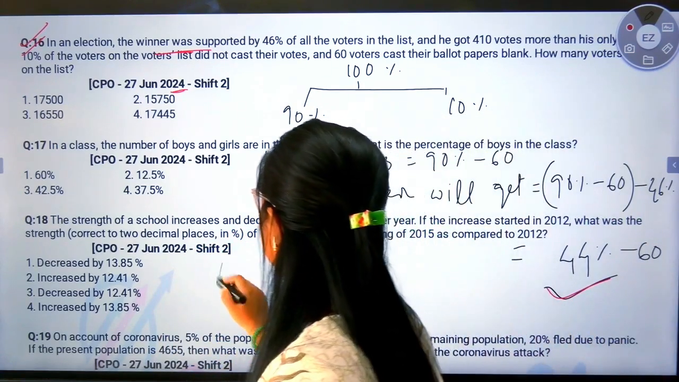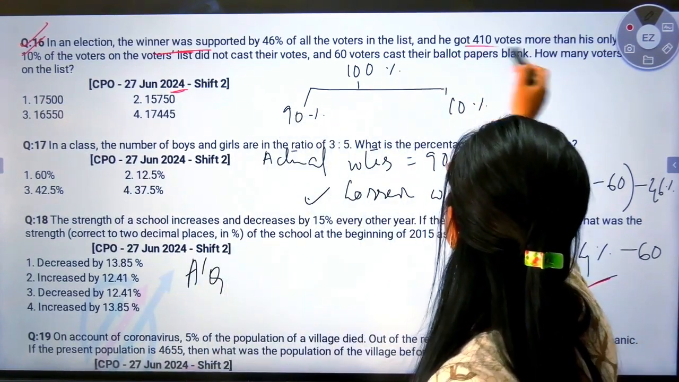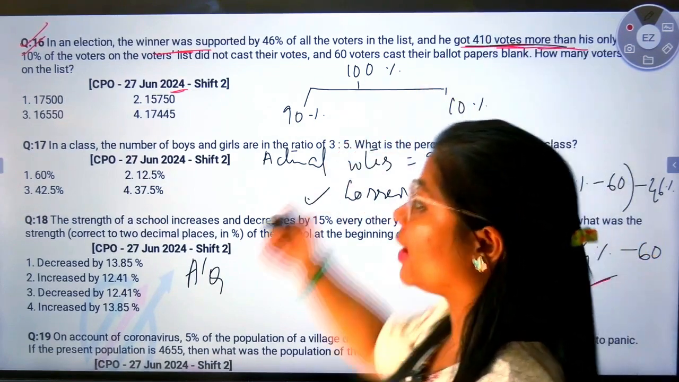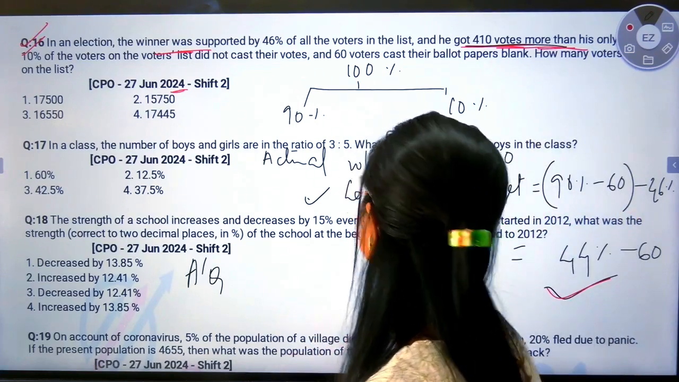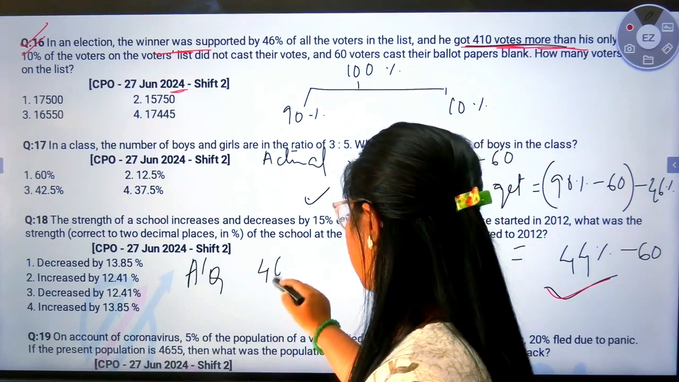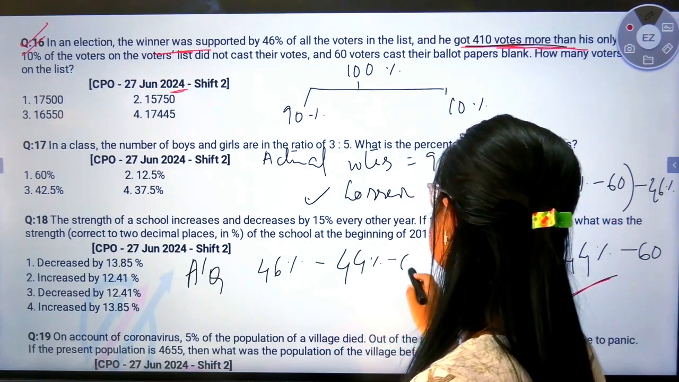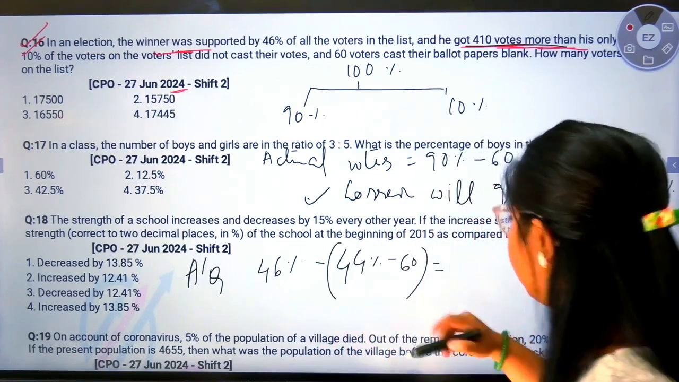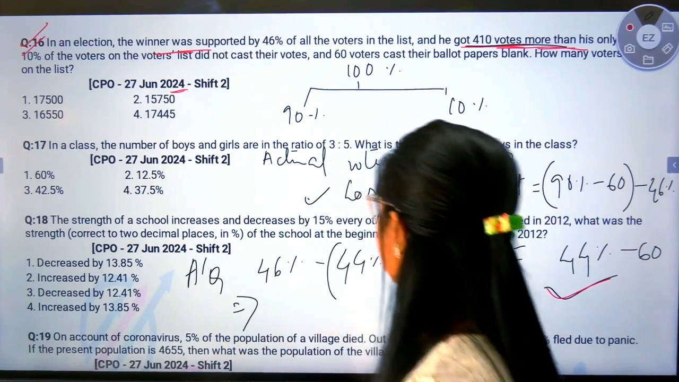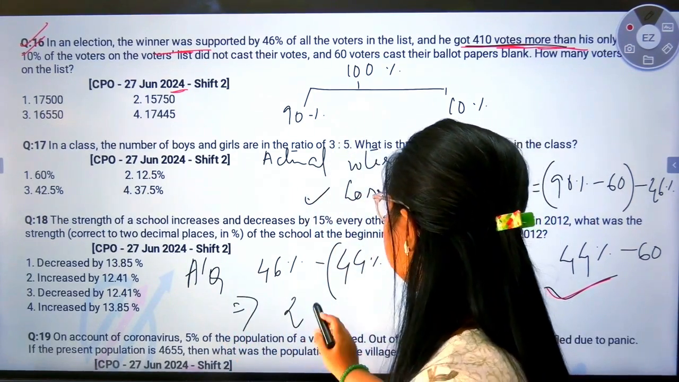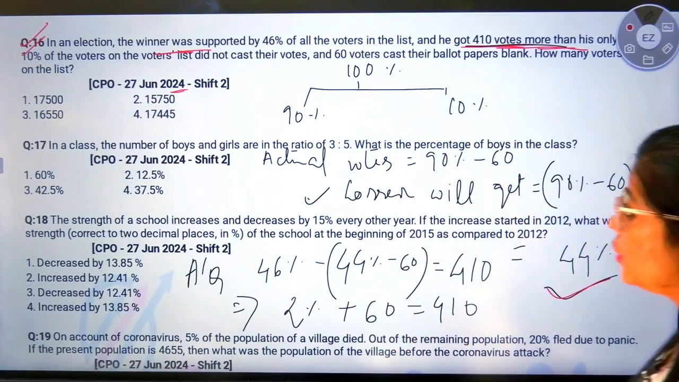Now in the question, what is given? It is given that the winner got 410 votes more than his only rival. So if winner got 410 votes more, that means according to the question, 46% is the votes got by winner, and 44% minus 60 votes got by loser, and this would give rise to 410 votes. So from here, if I do the required calculation, this would be 2% plus 60 is equal to 410. Okay. So are you getting my points?